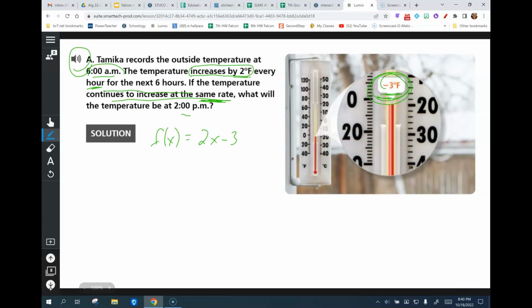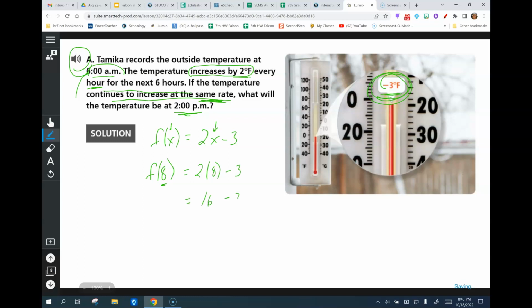So now what we're going to do is we're going to say, well, what would 2 p.m. be? What time would that be? So let's count. We're going to go from 6 a.m. and we're going to go to 2 p.m. So 6, 7, 8, 9, 10, 11, 12. There's 6 fingers. And then 2 more, so 8 hours. So we want to find f of 8. Yes? So I'm going to find f of 8 by taking 8 and plugging it in for x.